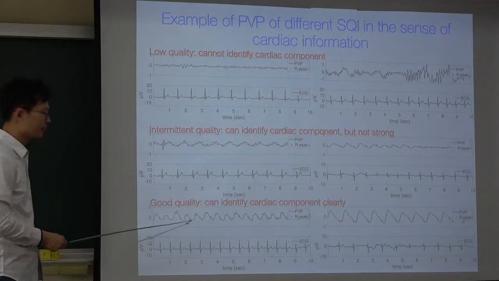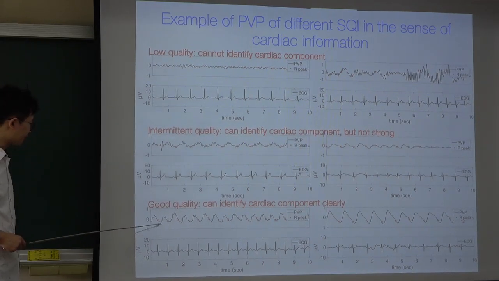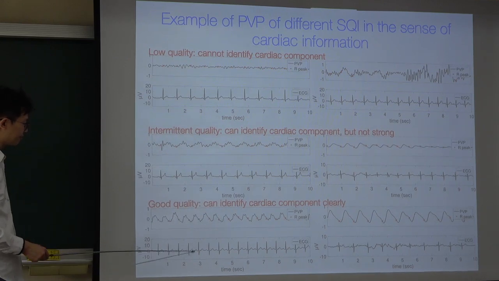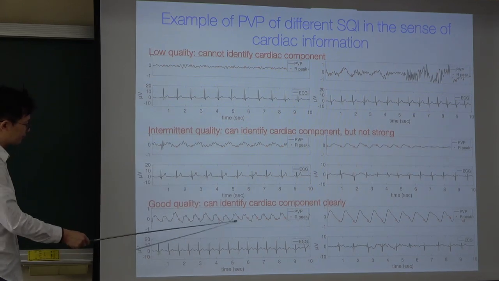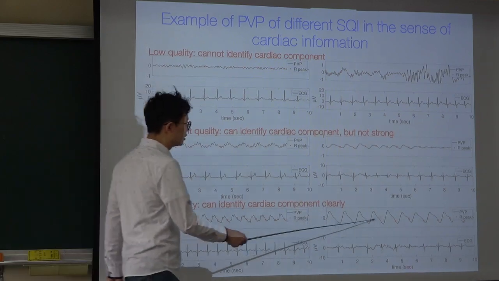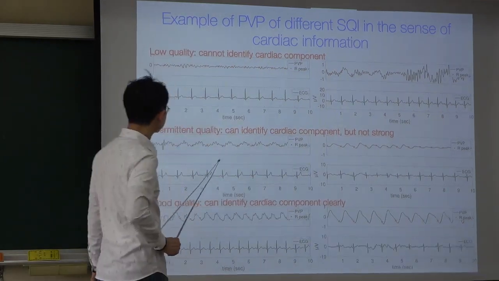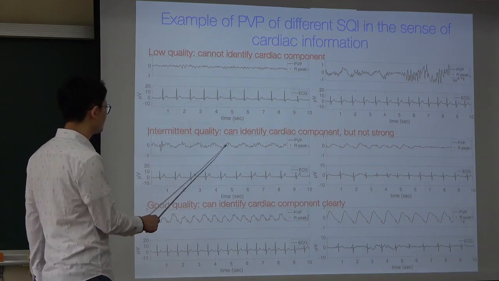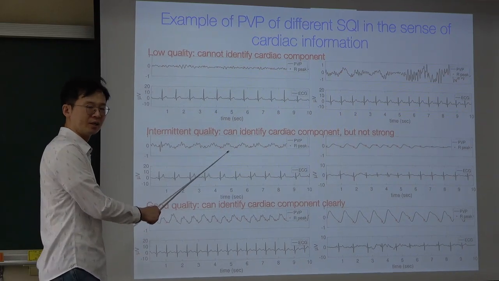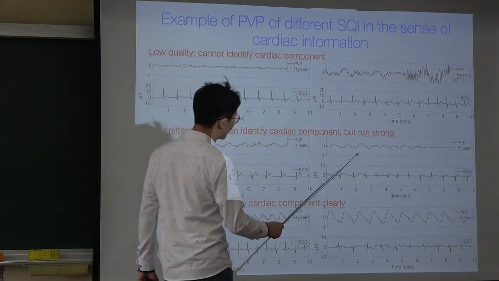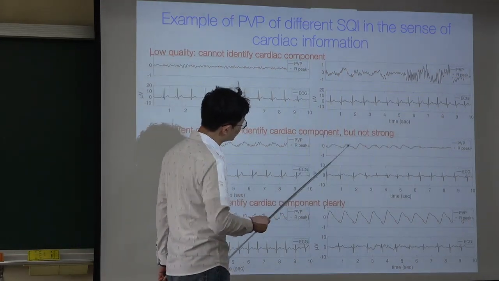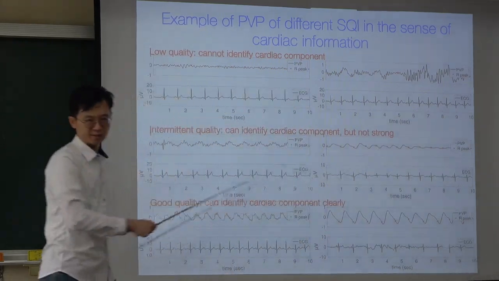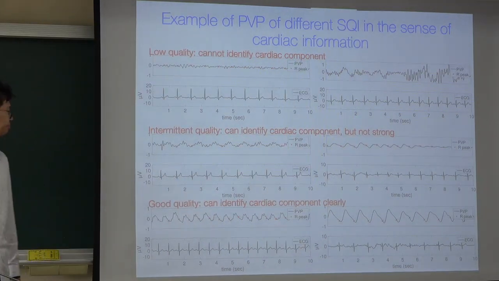But this one, you can see it very clearly, very big oscillation, very nice, and it follows the ECG signal very well. This one as well. But for the signals in the middle, it is okay. We can say, oh, there's some oscillation, true, but it's weaker. So this is intermittent. And this one, well, in the beginning it looks okay, but what about the second part? Right? So that is called intermittent quality.